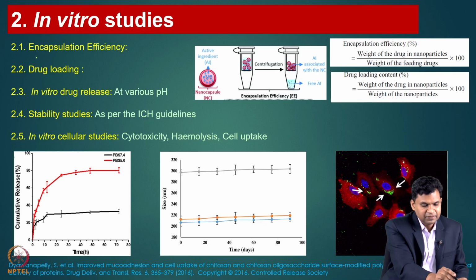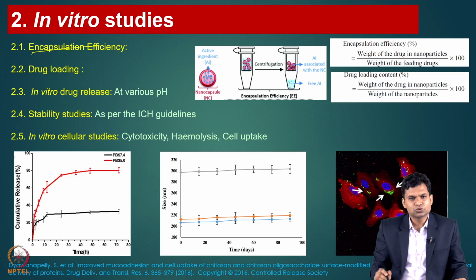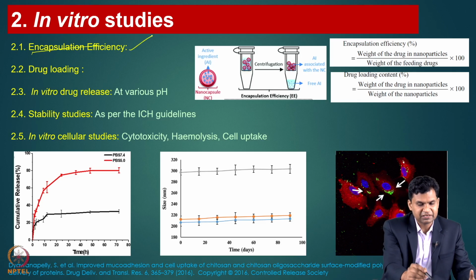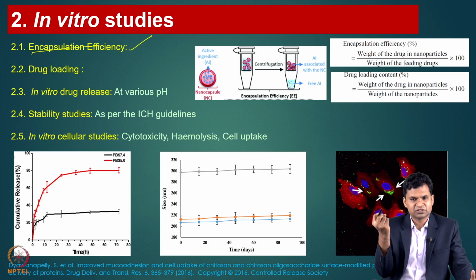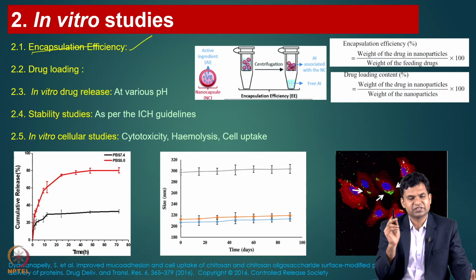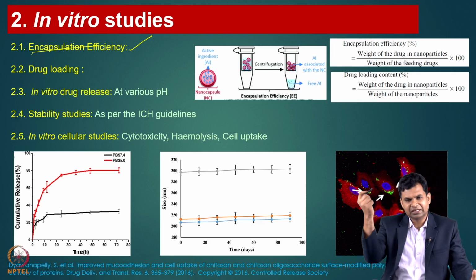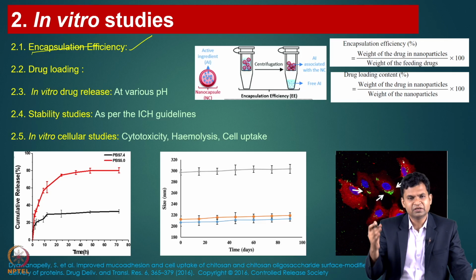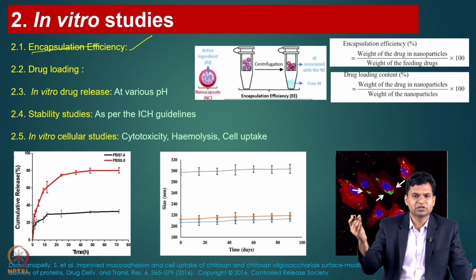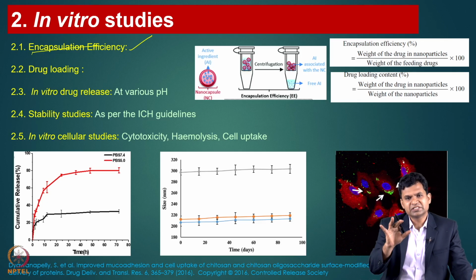Now, to understand the encapsulation efficiency, how do we do it? Very simple: after preparation of your formulation, you collect your formulation, transfer it into centrifugation tubes, and do the centrifugation. Your particles will settle down and you can take the supernatant and check it by any analytical technique, maybe UV or HPLC, and you will know the free amount of drug in the supernatant. So, this is one technique.